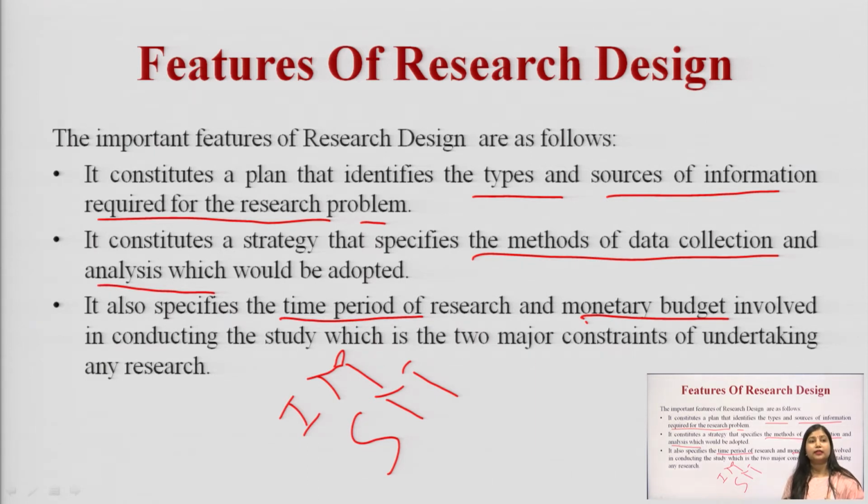If you are collecting the data from different parts of the country or different parts of the world, then you have to travel to those places. So in those types of techniques, the monetary budget is high. So our budget also decides what type of technique or method we are going to opt for our study. And these are the two major constraints for any research, your time and money. So time and money are also important features through which we select our research design.